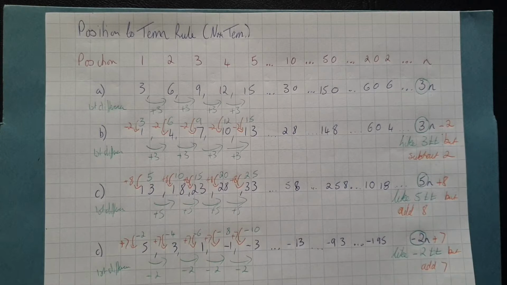Just to recap, we still find that first difference. Once we've found the first difference, we know what we're multiplying by n. We then write out that times table. Find what we do to get from that times table to the sequence, and that's what we add or subtract.